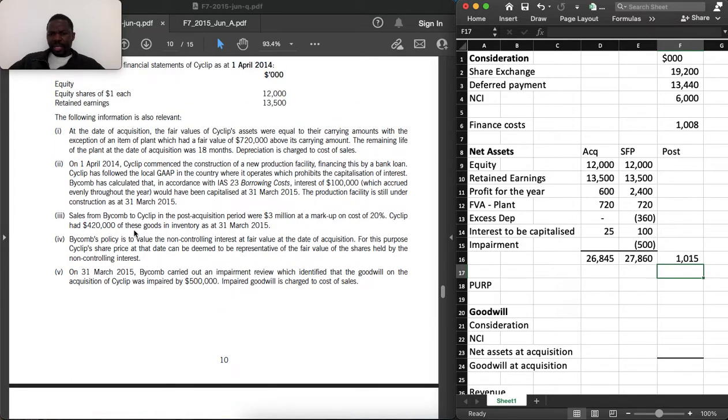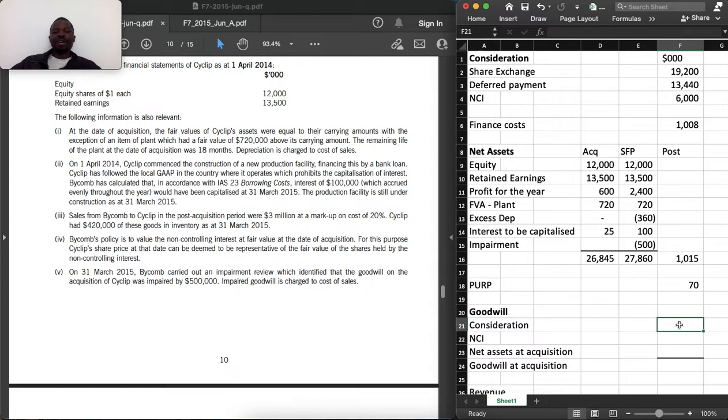Now let's march on to the PAP. We are told the PAP under note number 3. Sales from Bycomb. Bycomb is the parent, so the PAP does not go to the NCI list as the seller is the parent. Sales to Cyclic in the post-acquisition period were 3 million. This 3 million we will use to reduce our sales and also our cost of sales. Cyclic had 420,000 of these goods in inventory. So the PAP here will be 420 multiplied by 20 divided by 120. So the PAP is 70.